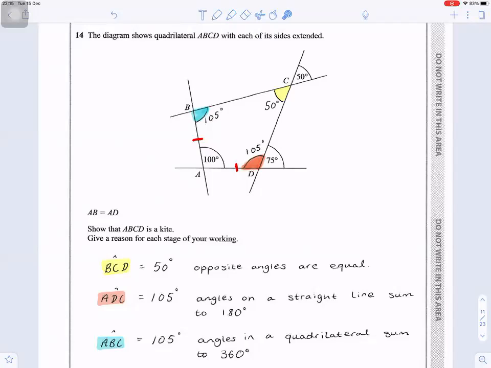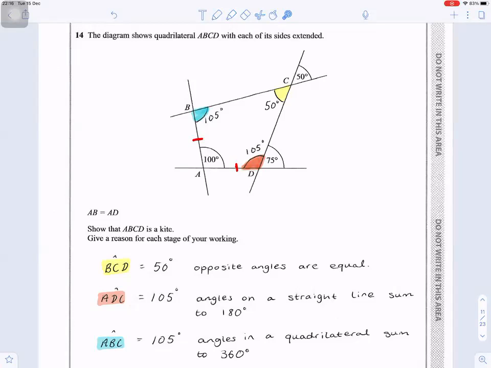Question number 14. The diagram shows quadrilateral A, B, C, D with each of its sides extended. AB is equal to AD. I've noted that with the dash on the line. Show that ABCD is a kite. Give a reason for each stage of your working.